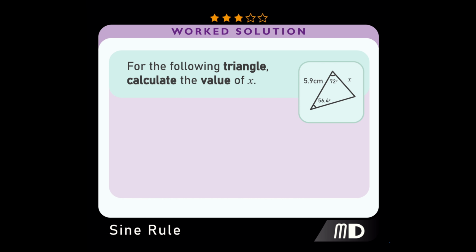In this question, we're given the size of two angles and the length of the side between them. And we need to find the length of the side opposite one of those angles. So, given that we are given the length of one side and we need to find the length of another, in this case, it's appropriate to use the sine rule.